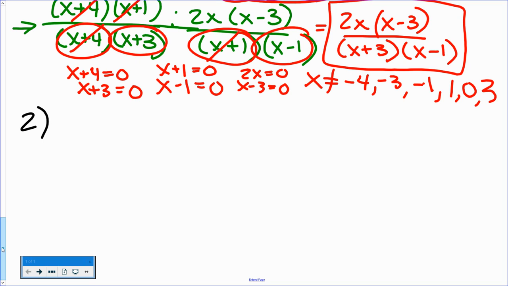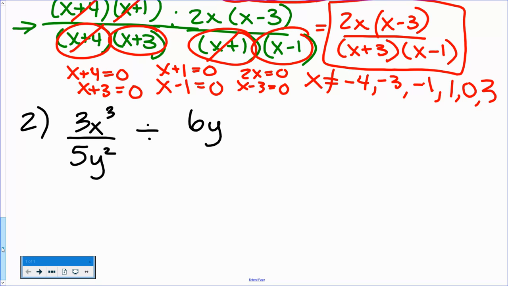Okay, that's division. I want to look at one more problem for division, and this will be our last example for this lesson. So 3x to the third divided by 5y squared, divided by 6y to the negative third over 5x to the negative fifth.